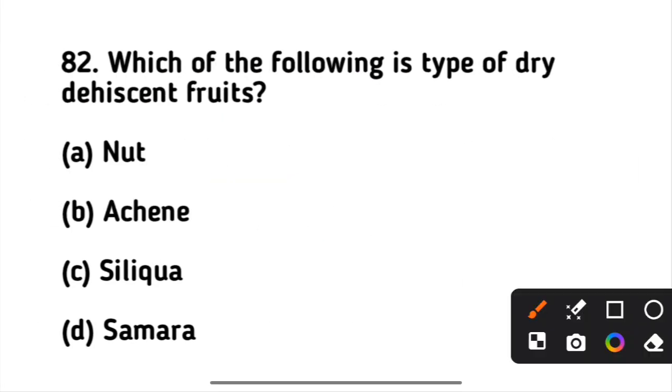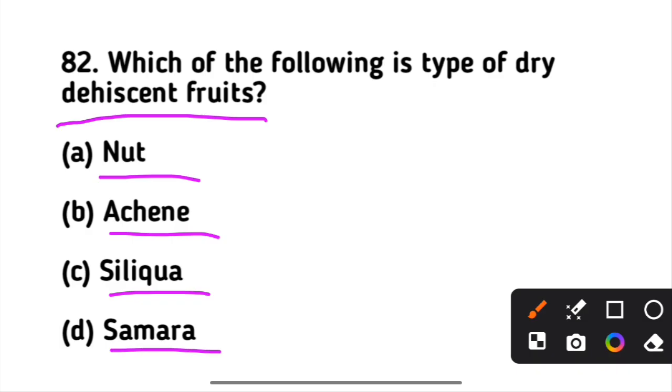Next question. Which of the following is a type of dry dehiscent fruit? Nut, achene, siliqua, samara. Option C is correct, siliqua.